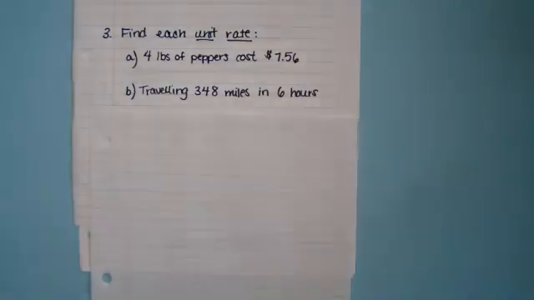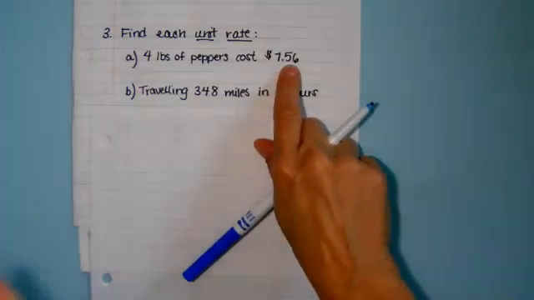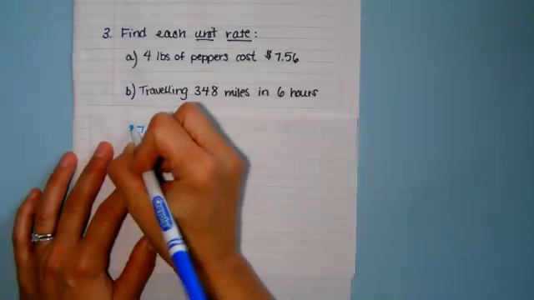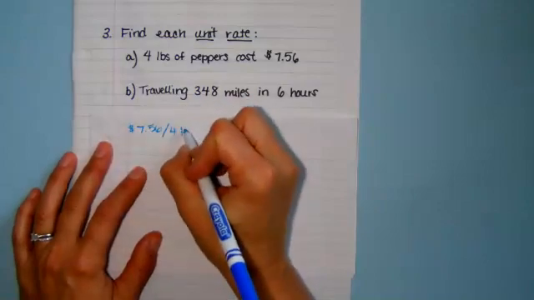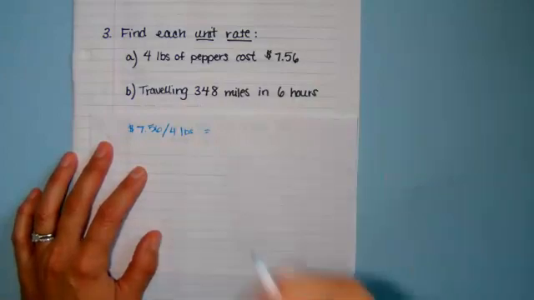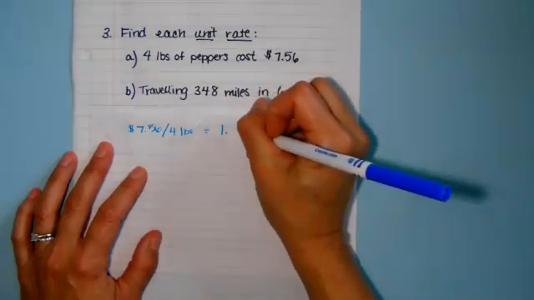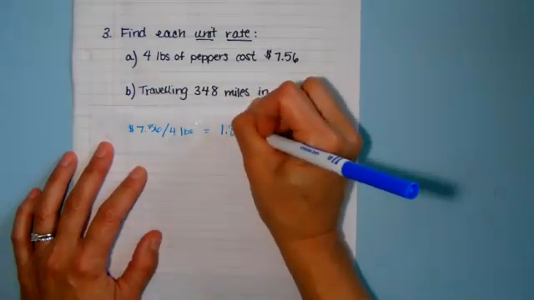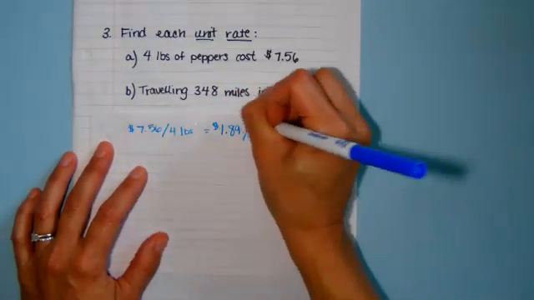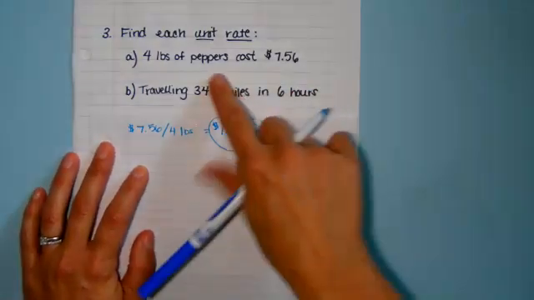Do I do 4 divided by $7.56 or the other way around? Yeah, so $7.56 divided by 4 pounds, right? Equals, how much are we getting per 1 pound? What'd you get? $1.89 per 1 pound, per pound. So that's how much, if you were going to buy 1 pound, that's what you would get. So that's the answer to A.